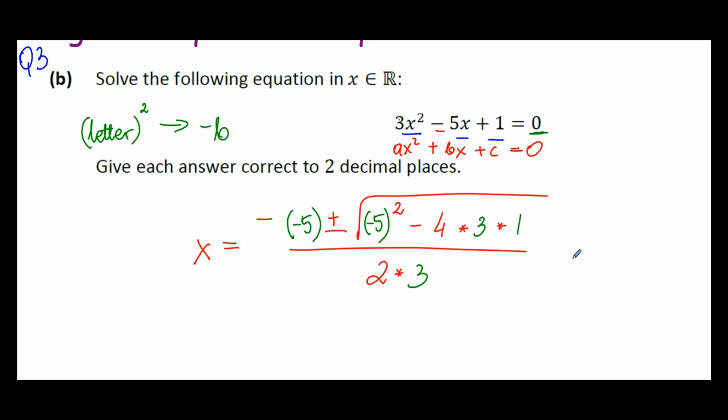And we put all of that in the calculator, one version with plus, and we should get the value of 1.43, second version with minus, 0.23 to 2 decimal places.